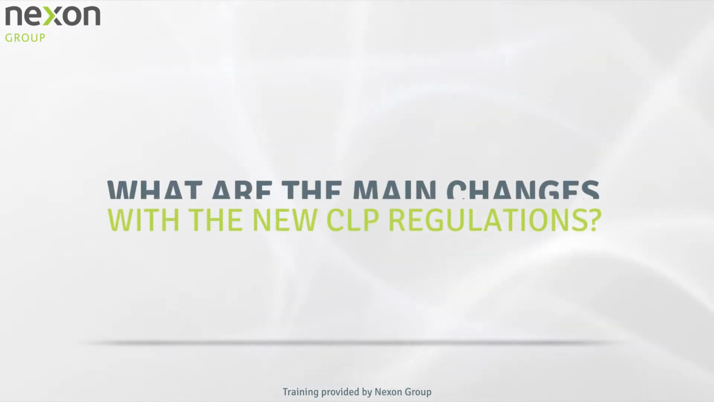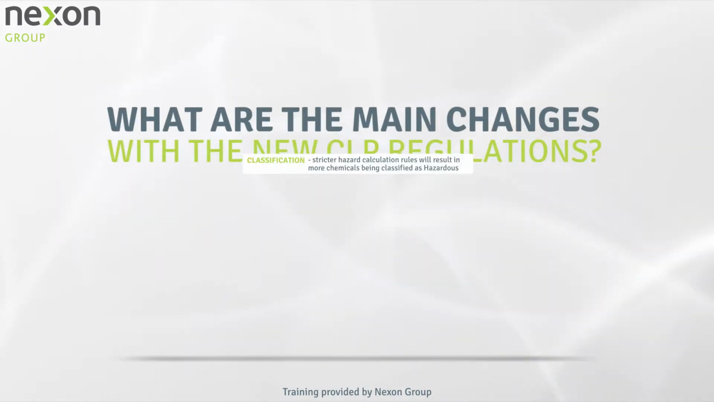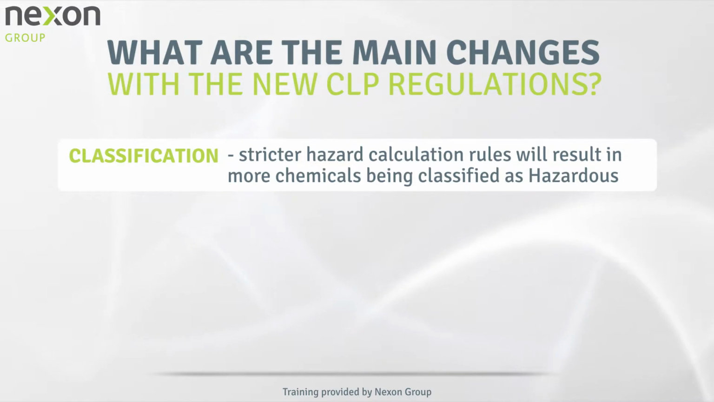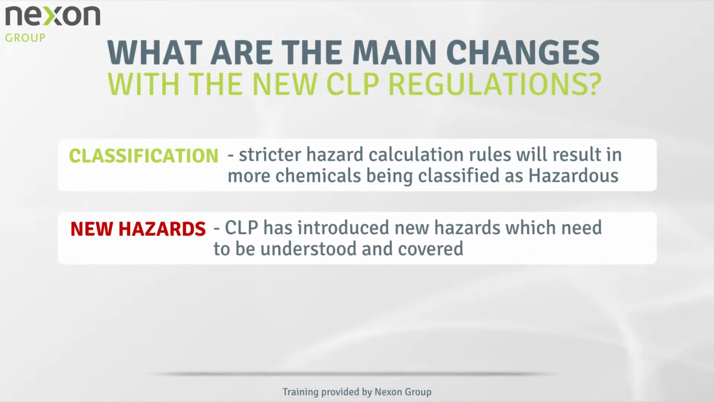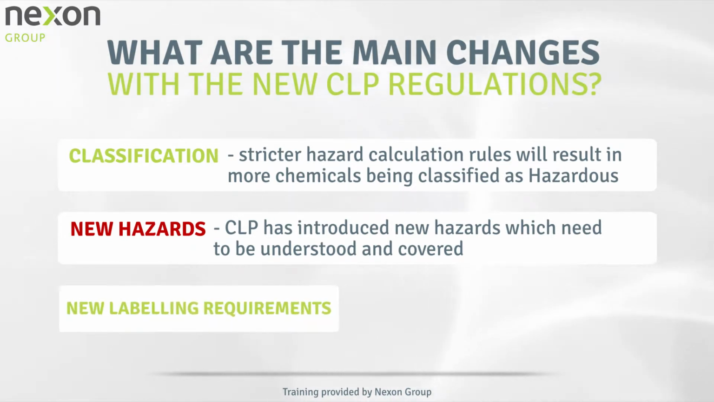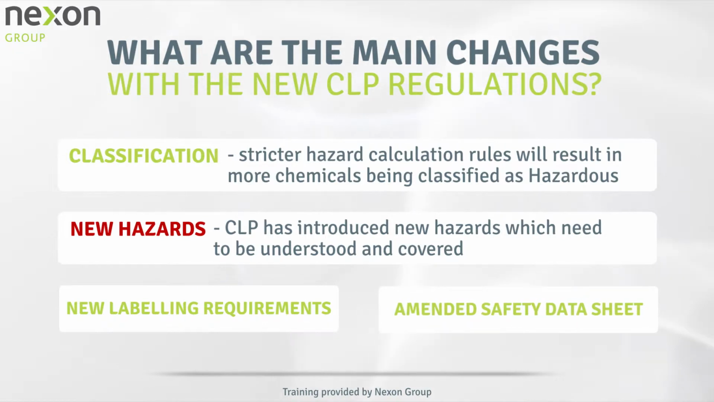So what are the main changes with the new CLP regulations? Classification is stricter. Therefore, more chemicals may be classed as hazardous. CLP introduces new hazards and new pictograms to represent these. Labelling requirements will change and all safety data sheets will be amended.